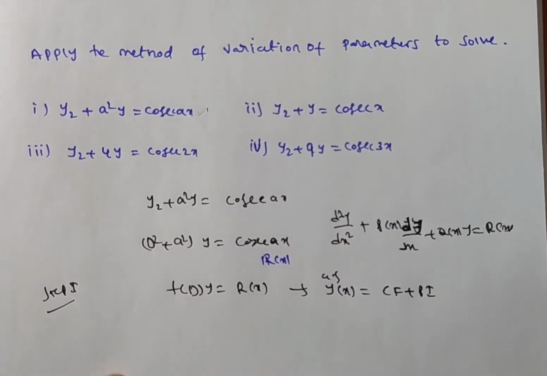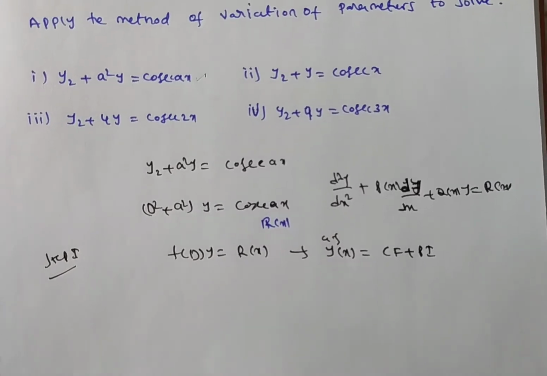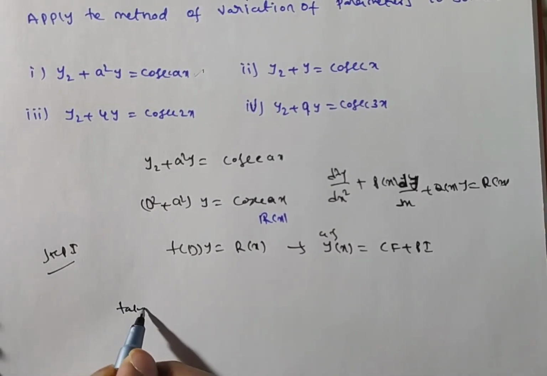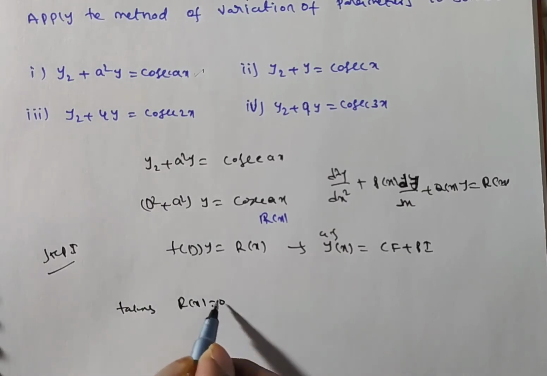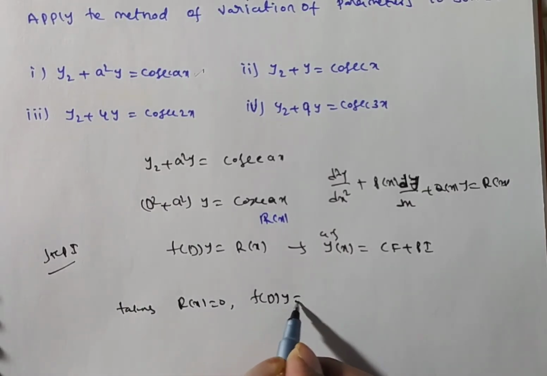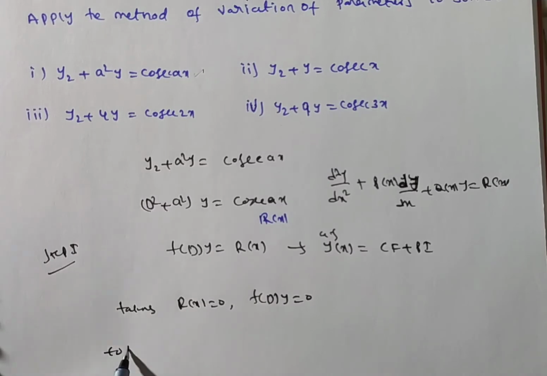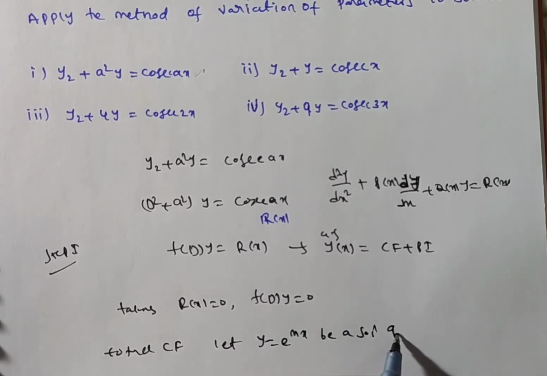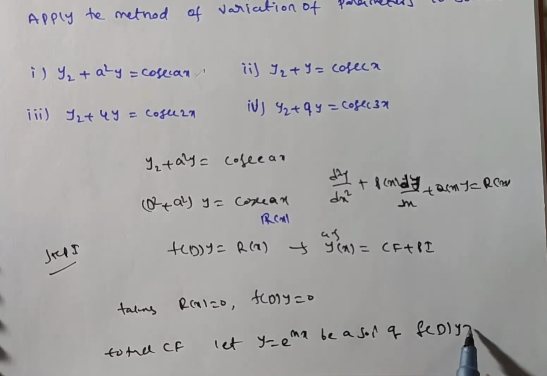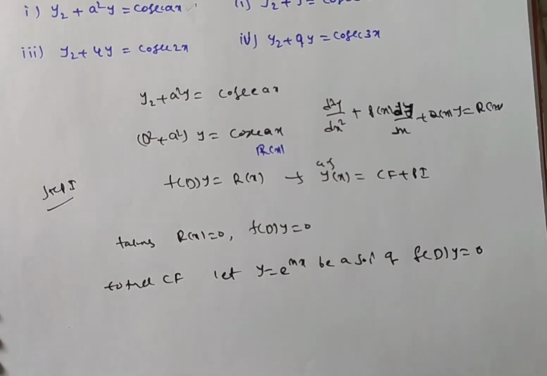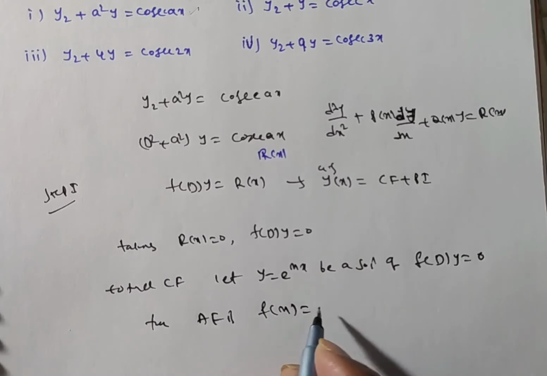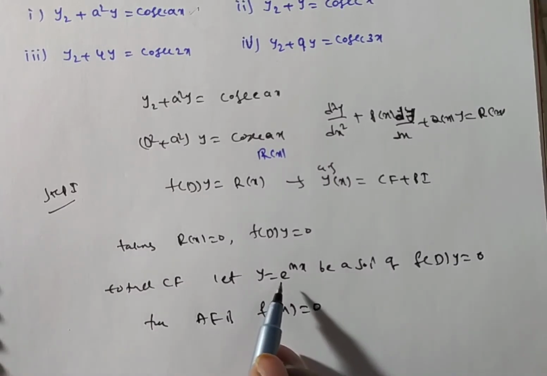Now I am discussing step 1. In step 1 we need to find the complementary function. How to find the complementary function? We take r(x) = 0. Then we have f(D)y = 0. So to find the CF, let y = e^(mx) be a solution of f(D)y = 0. Then the auxiliary equation is f(m) = 0.